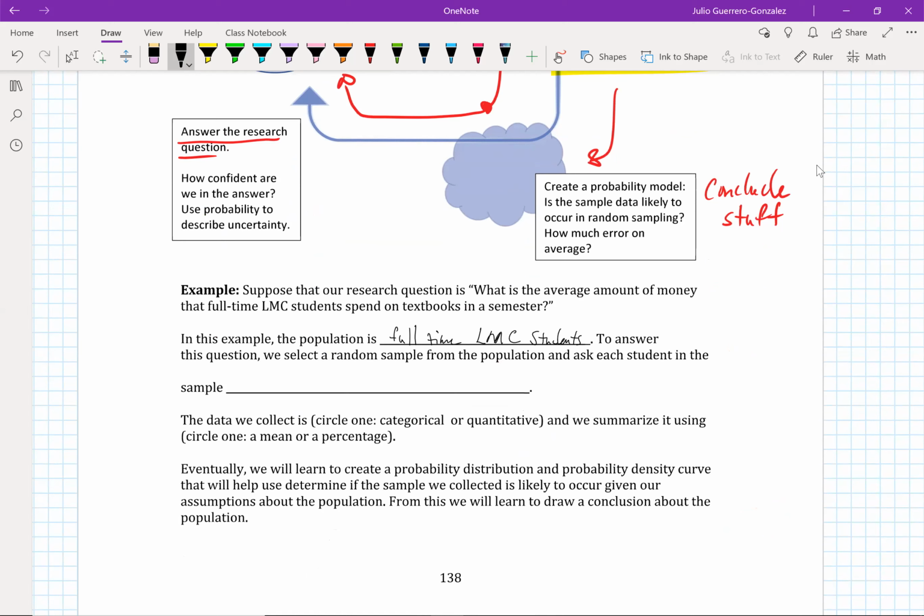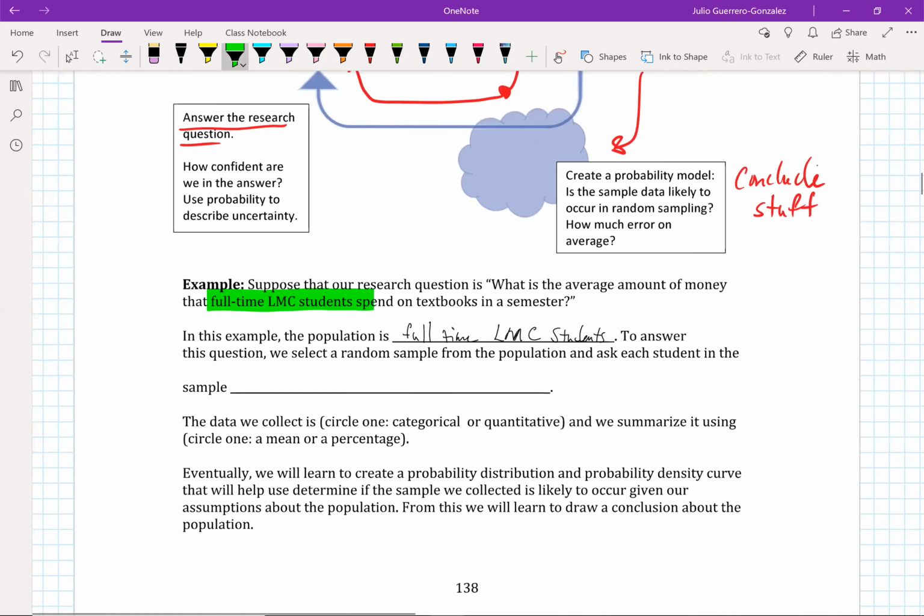So in this case, do we care about part-time students? Nope. Do we care about full-time students at DVC? No. Nobody likes DVC anyway.